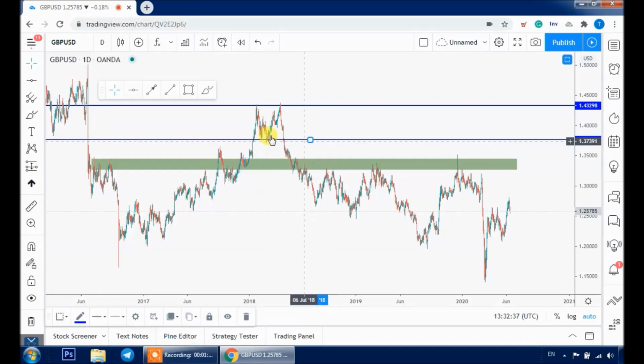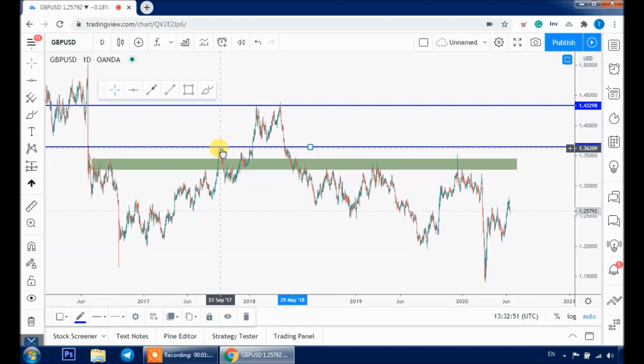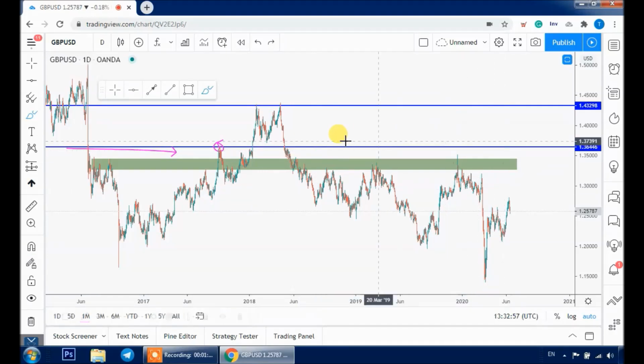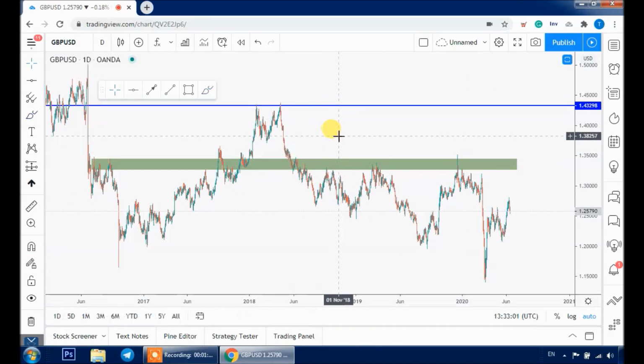For example, this support and resistance is not valid as it only connects 1 swing. We don't have any other 2 swings to consider it valid, so for now it's not valid and we have to delete it. And this one as well is not valid as it only connects 1 swing. We don't have anything here and we don't have anything here, so it's not valid as well. Let's delete it and continue.